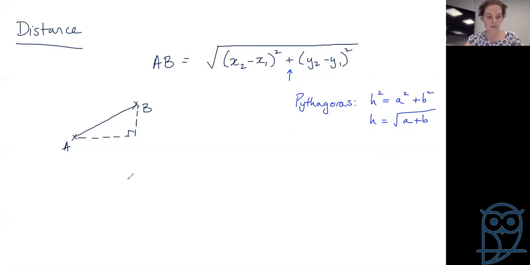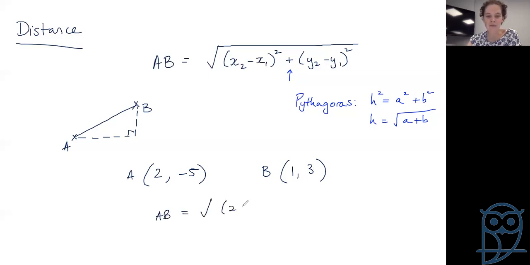So for example, if we had A, which was (2, -5), and we had B, which is (1, 3), and I can see myself running into problems because I didn't bring my calculator to class. So let's see what we get. AB equals the square root of (2 minus 1) all squared plus (-5 minus 3) all squared.